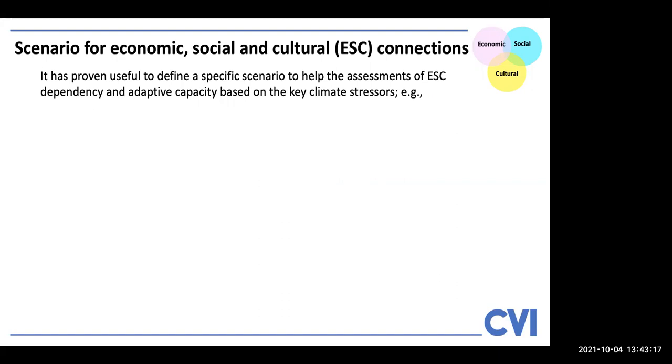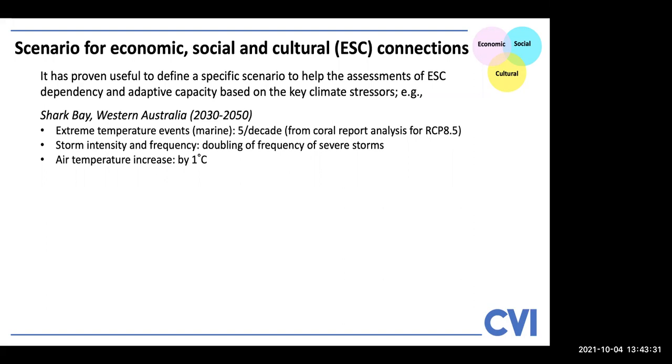One thing that we've found extremely helpful is developing a scenario, a particular future scenario for how we assess economic, social, and cultural effects. To give some examples of this in the past, Shark Bay, Western Australia, made an assessment in the 2030 to 2050 timeframe. And the three key climate stresses identified for that property were extreme temperature events, notably in the marine environment, storm intensity and frequency, and an air temperature increase.